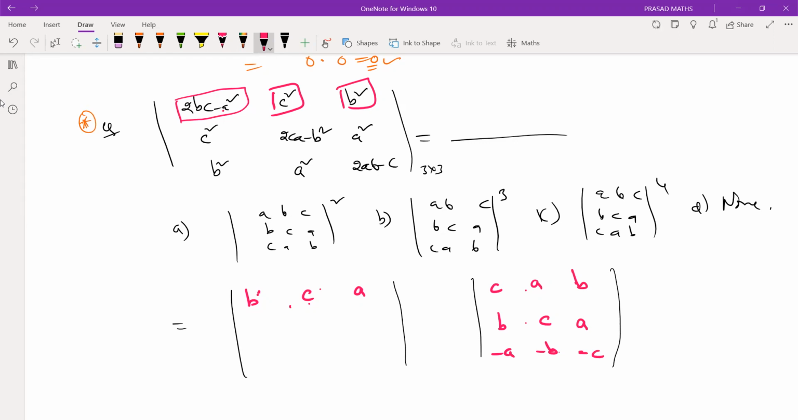This is an order, right? This is B, C, A; C, A, B. Like this is an order: C, A, B; B, C, A. Therefore, what do you get here? This is C, A, B. Just do it: C square plus AB minus AB. Okay, you are getting C square, right?